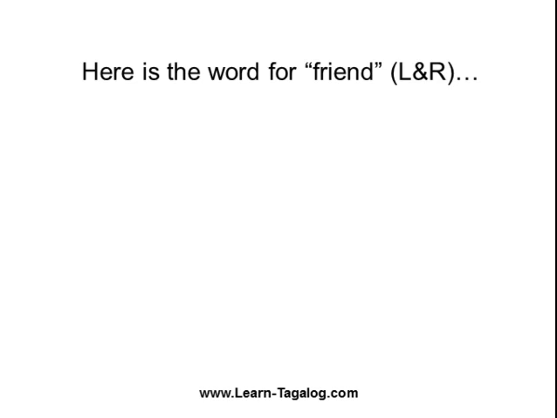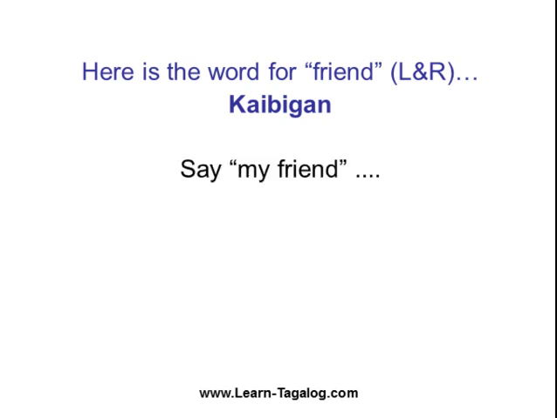Here is the word for friend. Listen and repeat. Kaibigan. And again. Kaibigan. Notice the ka, then the e, bigan. Sometimes you'll hear it quickly spoken and it sounds more like kaibigan. Now, say my friend. Just like you said asawa ko, instead of saying asawa, use kaibigan. Try it.